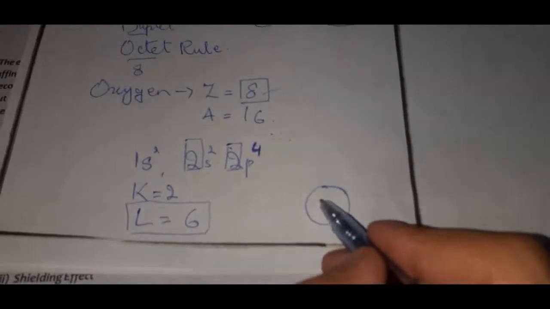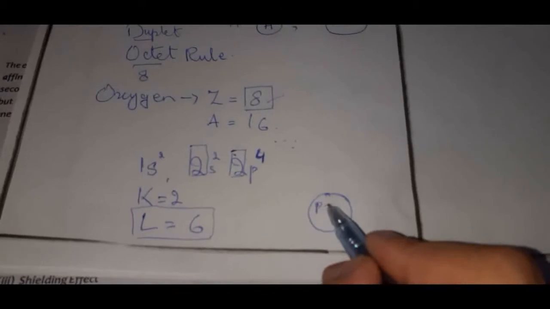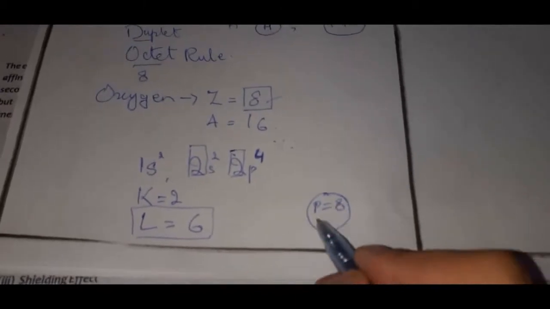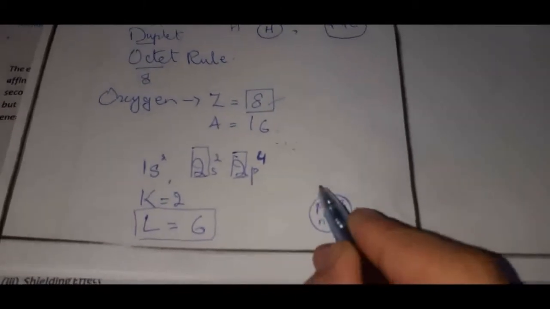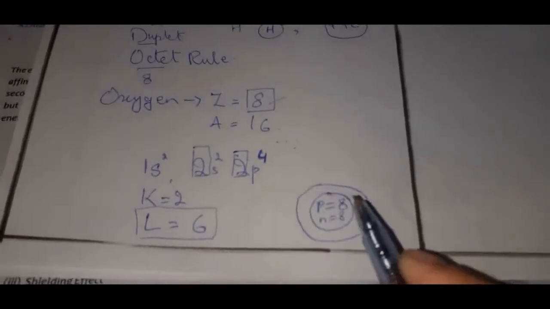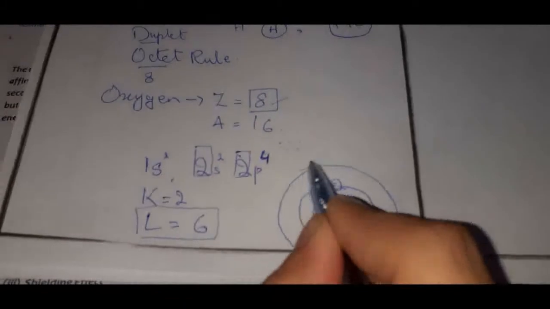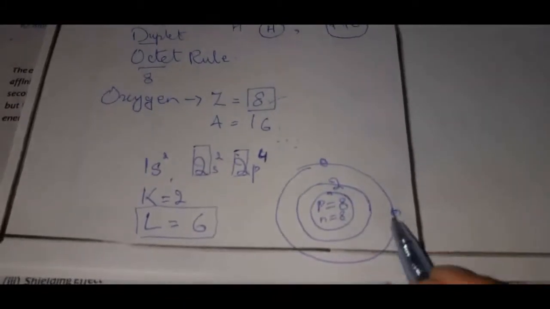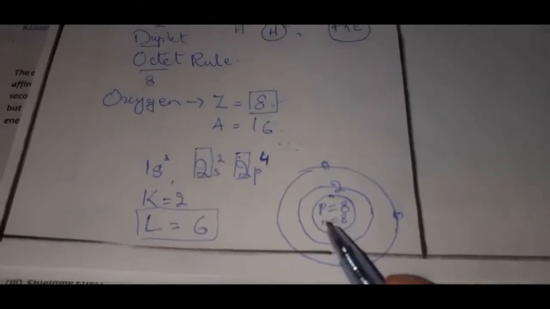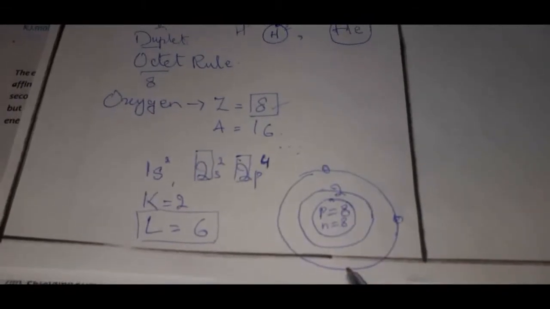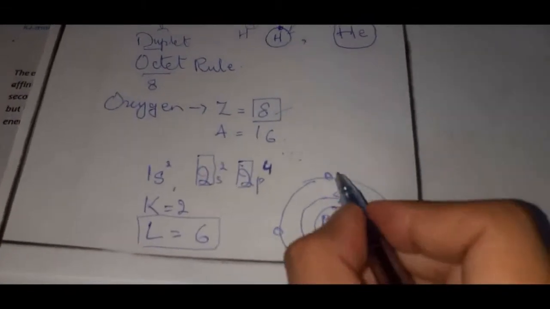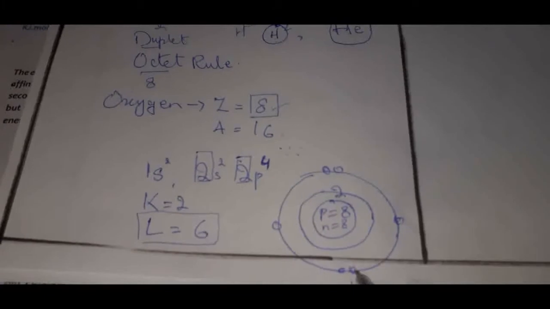By drawing its sketch, this is the nucleus. How many protons do we have? Protons are 8, neutrons are 8. Your first shell, which is the K shell, has 2 electrons, whereas the L shell has 4 electrons. 1, 2, not 4. The L shell has 6 electrons. 1, 2, 3, 4, 5, 6. Right?